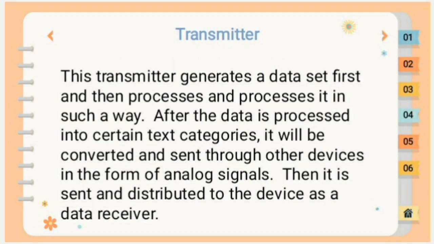This transmitter generates a data set first and then processes it in such a way. After the data is processed into certain text categories, it will be converted and sent to another device in the form of analog signals. Then it is sent and distributed to the device as a data receiver.